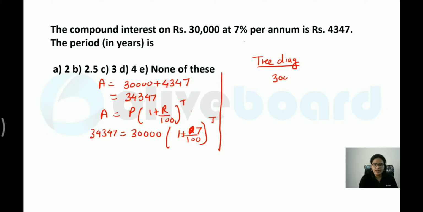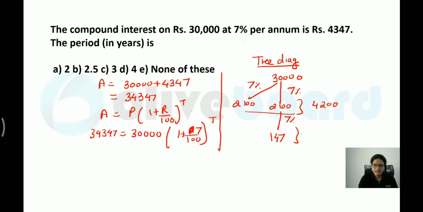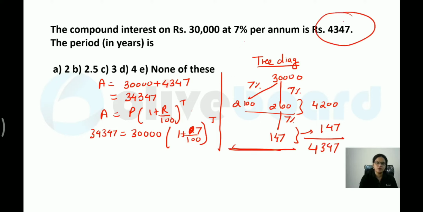So how will you apply the tree diagram? This is 30,000. If you calculate 7% of this, that is 2100 over here. Next value, again you have to take 7%. What will you get? 2100 again. Okay, now you have to take 7% of this amount. So if you calculate 7% of this, that is 147. If I add both of these values, what is this? 4200 plus this value 147. Just check what you are getting. You are getting 4347. That means in 2 years itself I am getting the value. So the time period would be 2 years over here. Are you getting it? So using the tree diagram, you can calculate the answer for the number of years.